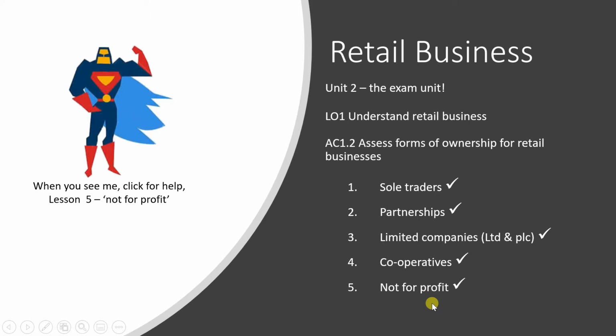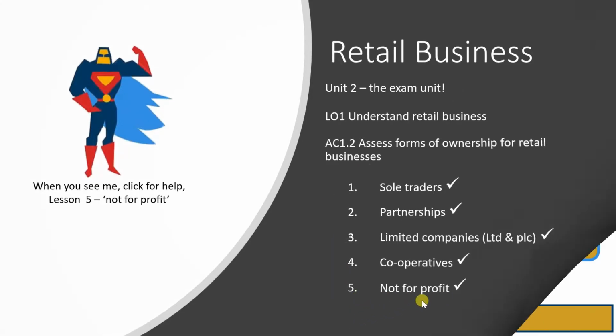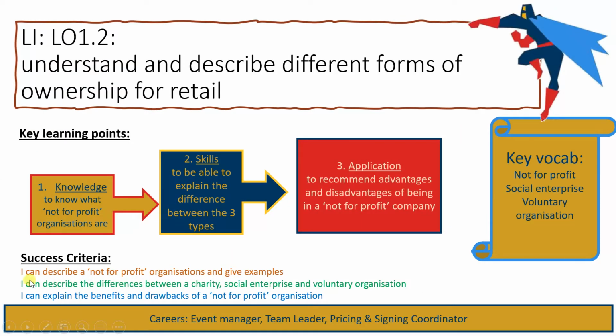Final part of assessment criteria 1.2, where we're looking at different forms of ownership for retail businesses. This one is called not-for-profit. So we're looking at the learning intention to understand and describe the different forms of ownership for retail. As we build through the steps, this is about knowing what not-for-profit organisations are, and they are actually more than just charities. Next, we want to build on the skills, which is about being able to explain the difference between the three types of not-for-profit organisations and looking at the advantages and disadvantages of the ownership type.